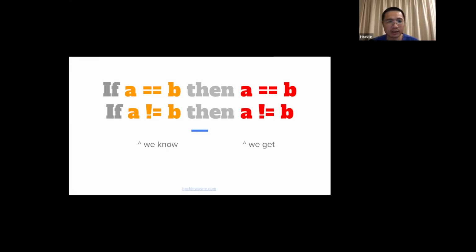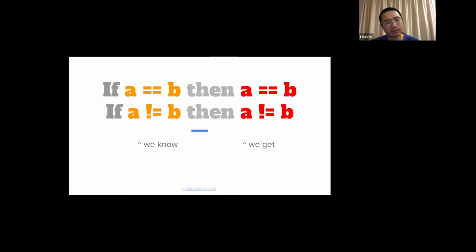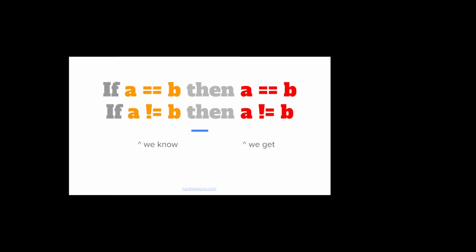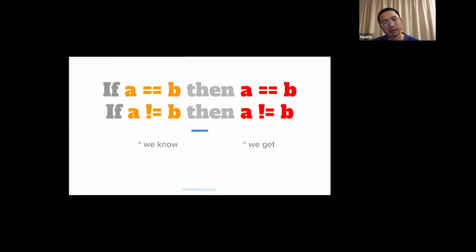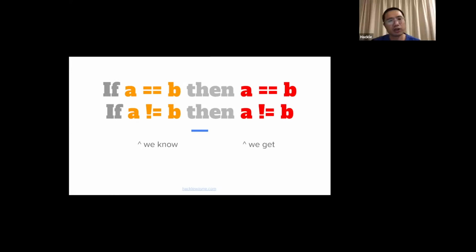So let's say on the left side, A equals B or A not equal B. That's what we know, okay? So if we know A equals B, then on the right side, the red text is what we want. You know, we want, or what we get, really. It's what we get, right? So if we know A equals B, then we want to get A equals B, right? Make sense?